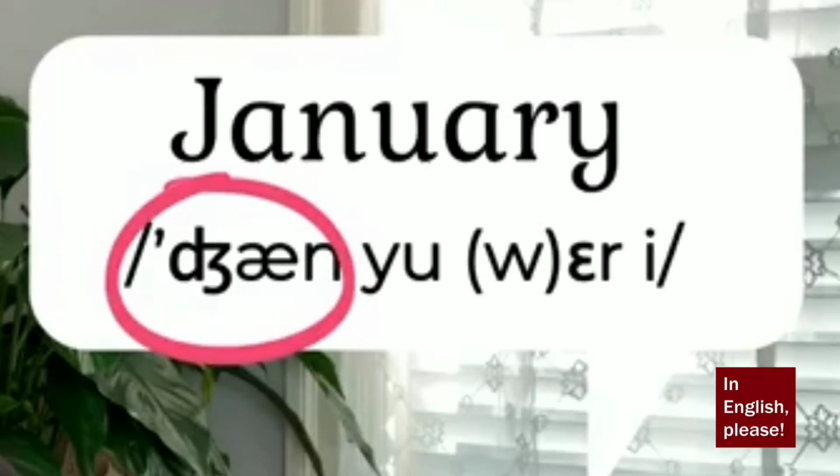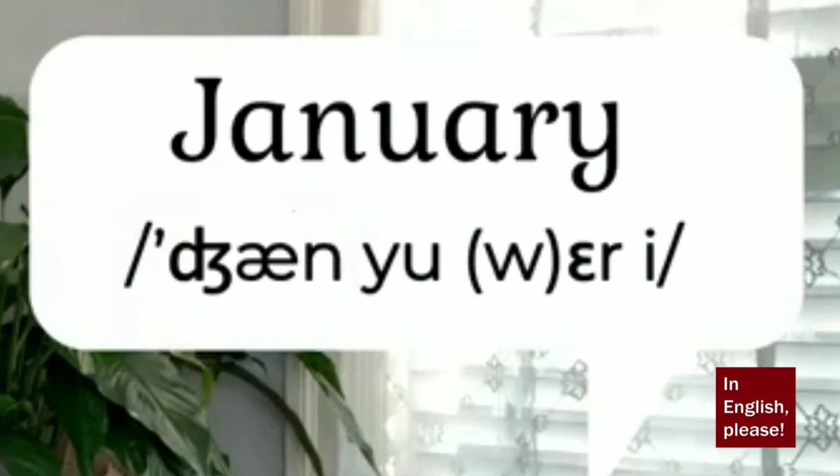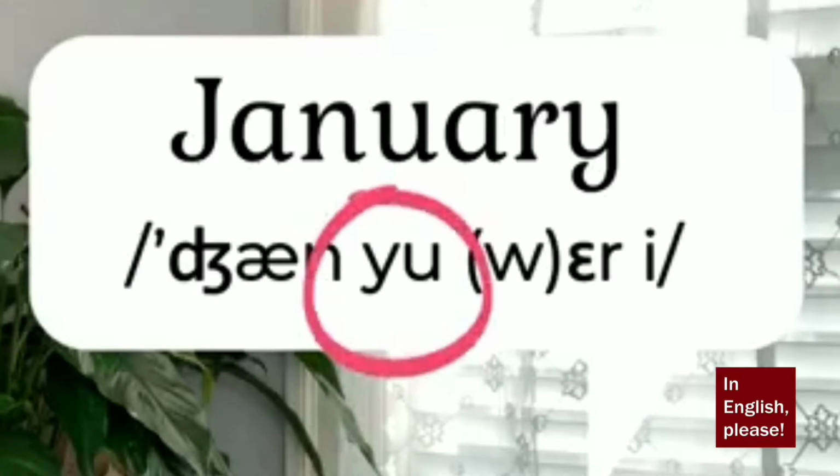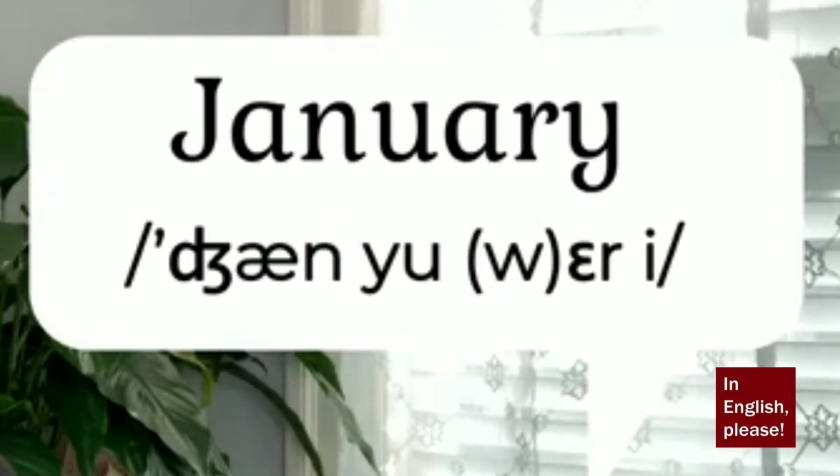January. There is an a sound like in the word black. January. Now the second syllable has a U sound, even though there is no Y in the word, but it has a U sound. January. The third syllable starts with a consonant sound, W. January. Like in the word where.